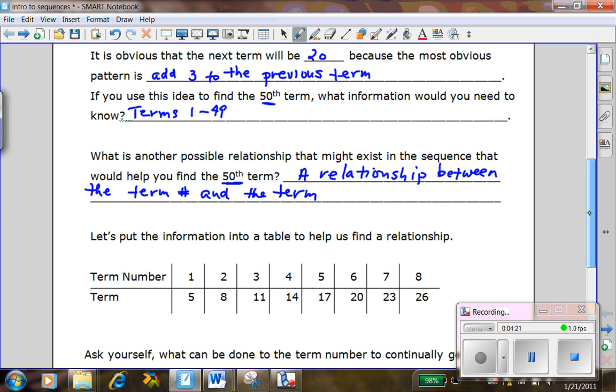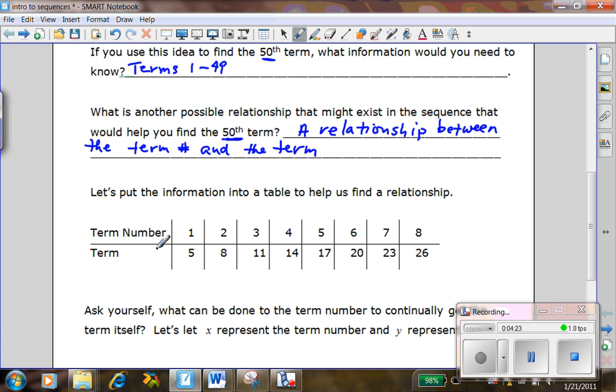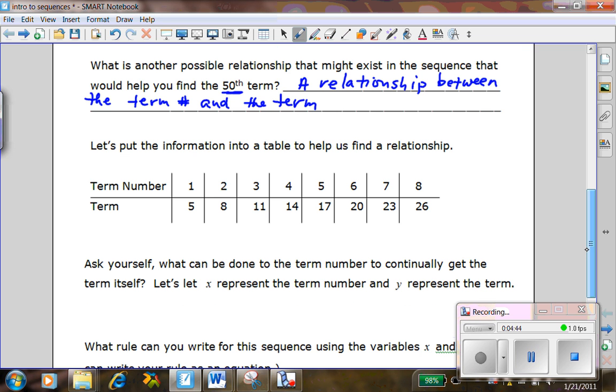Now, if you look below, we made a little table here. The term number is on top, so this is the first term, second term, third term, fourth term, fifth term, and so on. And then the actual term in that sequence. So 5, 8, 11, 14, 17, we kept going on, 20, 23, 26. So we have the first 8 there. We don't really want to continue doing this because that'll take a while and that's a little tedious.